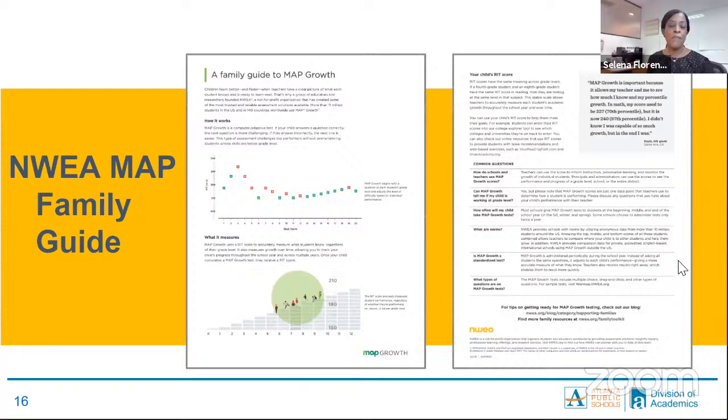You should have also received a family guide with your family report, and the family guide really just gives you more information about the MAP assessment itself. It helps you understand how the assessment works, the computer adaptive piece. It tells you what the assessment actually measures over the course of time. It gives you more information about your child's RIT score, which is the score they receive when they finish the test. And then it also has some common questions that parents ask as they receive or review their child's test scores.